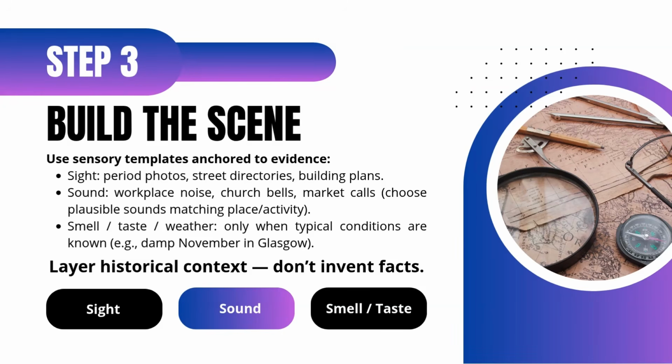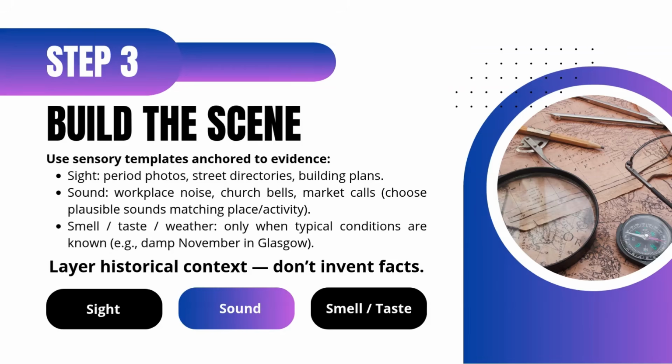Next, we're going to build the scene. We use a sensory template, which is anchored to your evidence, but we want to make it readable and enjoyable. So we're looking behind now for sights, sounds, smells, taste, etc. For example, do you have photos that show you what these people in your tree looked like or their families? Or do you have images of streets or building plans?